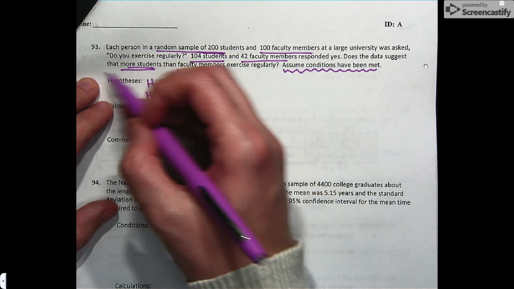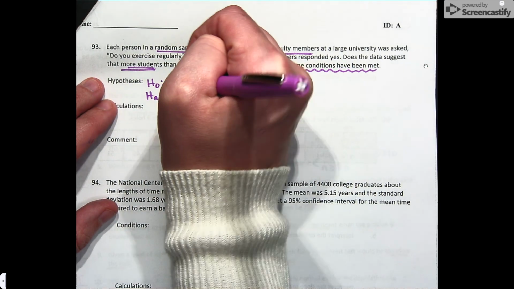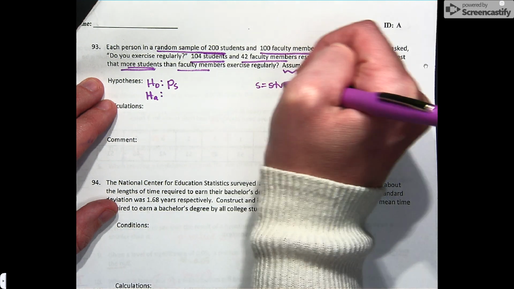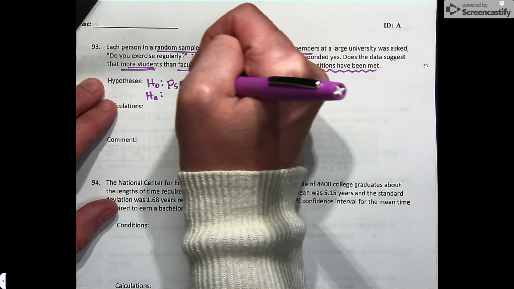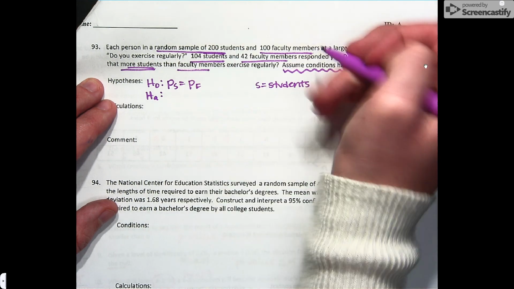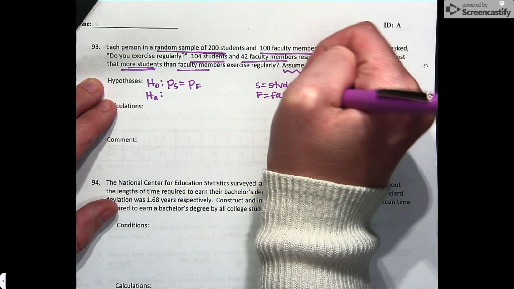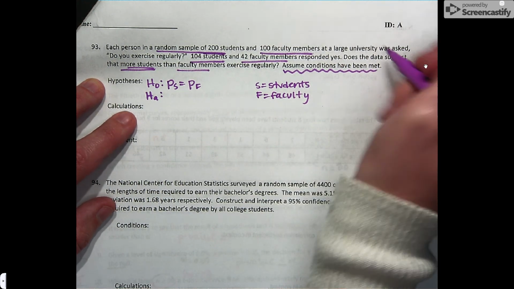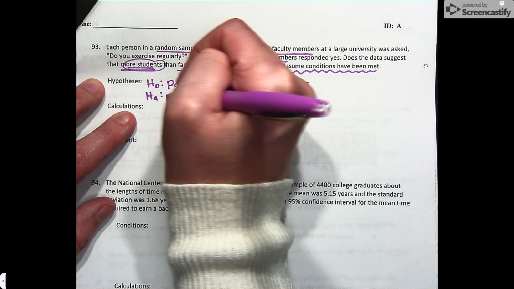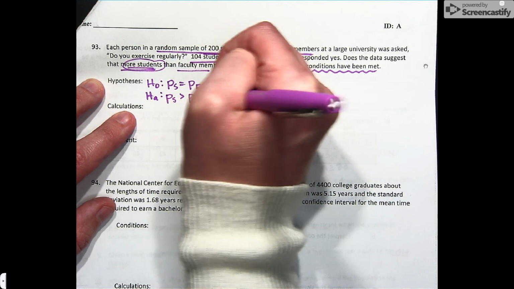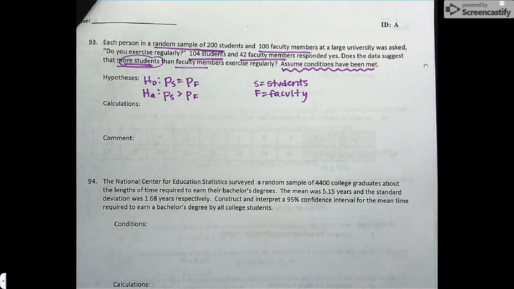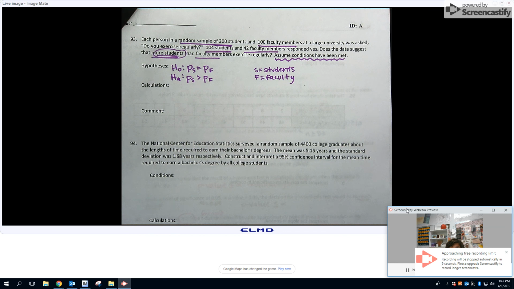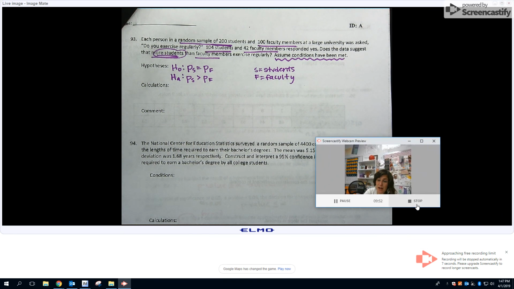Since they talked about students first, I'm going to do the proportion of students, and over here, I'll just say S equals students. And remember the null hypothesis, you have to assume there's no difference, so that's going to equal the proportion of faculty. But the alternative, we're trying to gather evidence that more students than faculty, so the proportion of students is more than the proportion of faculty that exercise regularly. And this will be our 2 proportion example. So we are going to take a look at that and solve this 2 proportion example so you can see how that test plays out.